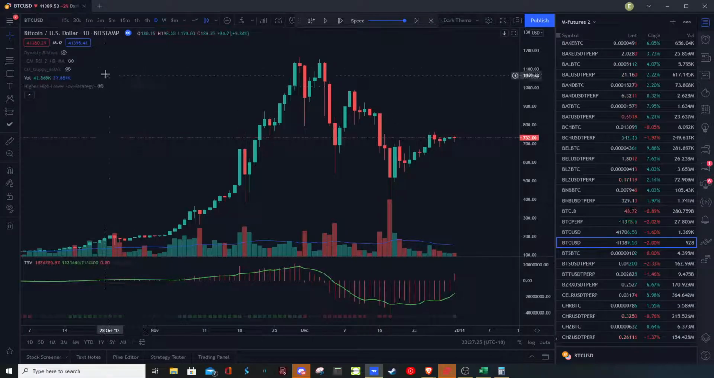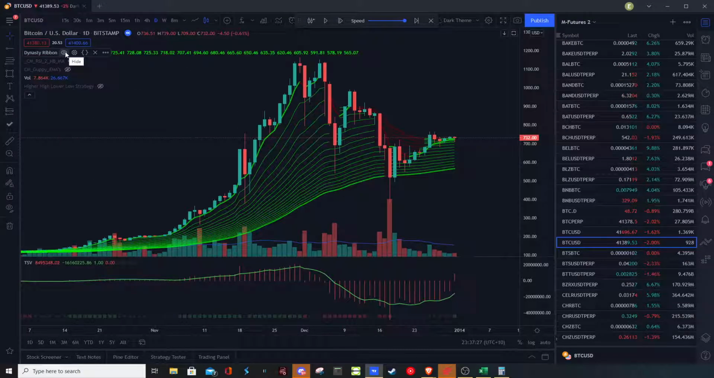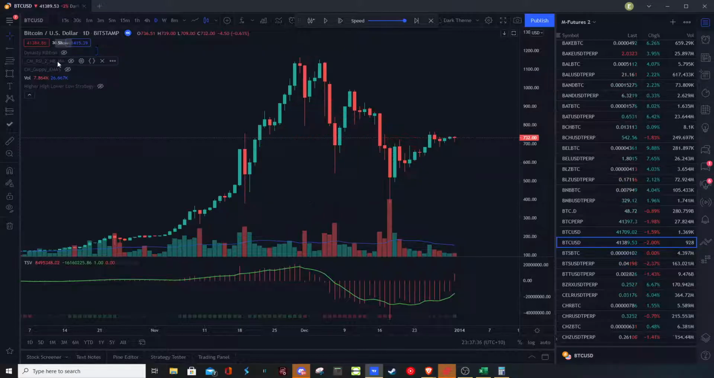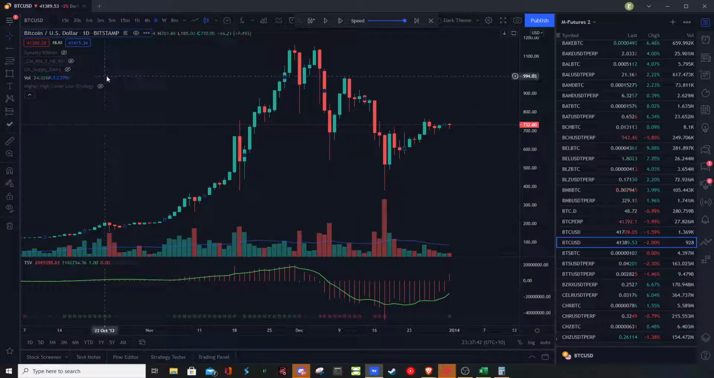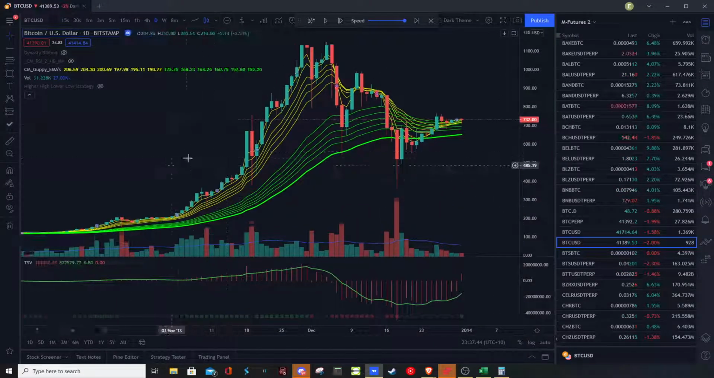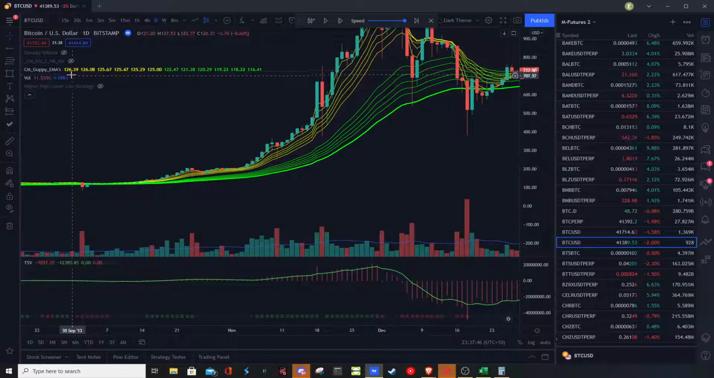So I've got the dynasty ribbon here. Didn't really use that. Like the dynasty ribbon, maybe I'll just chuck it on just to have a look. Sometimes I'm being lazy. So this is another one that I made a video on, like a little scalp strategy, but I don't use it. Guppy EMAs, same deal as dynasty ribbon.